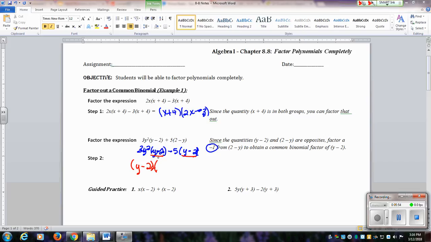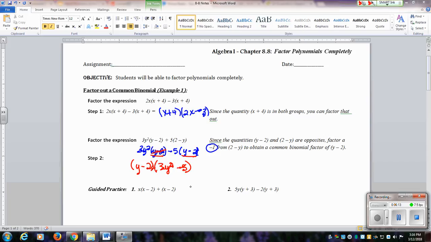But if I take the y minus 2 out of here, that leaves me with 3y squared. Sorry. And then it leaves me with a negative 5. I'm so sorry. I don't know why my pen is doing this.